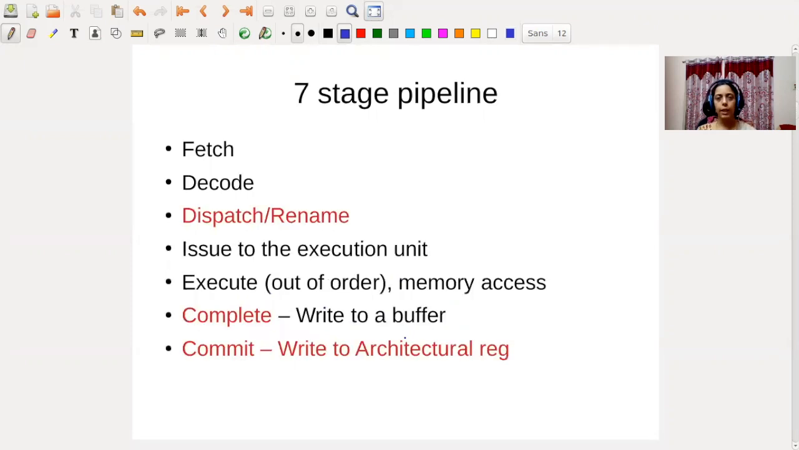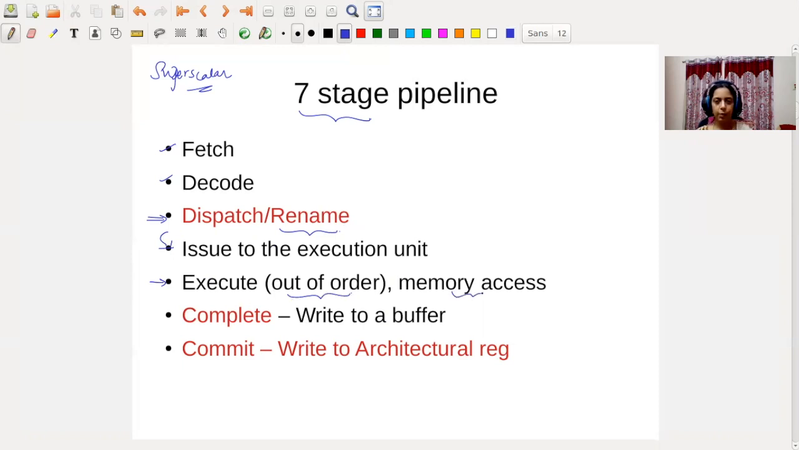Now when we move to the out of order or superscalar pipeline, we're going to discuss this in more detail next, but in order to understand superscalar processes, we need to understand the pipeline and also a couple of concepts. So basically here we move to a 7 stage pipeline. The fetch and decode remain as they are. We're going to introduce a stage called dispatch or rename, where we're going to do the renaming of the registers. Once we do the register renaming, we're going to issue the instructions to the execution unit. Then the execution is going to happen. This is going to happen out of order. We're going to discuss that later.